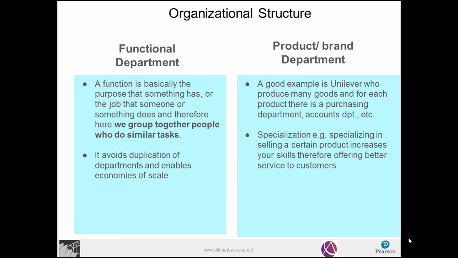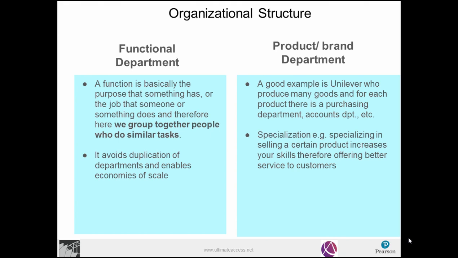Now, we're also looking here at different structures. We're going to start with the functional department. Now, for the functional department, we'd want to first start with what a function is. So a function is basically the purpose that something has or the job that someone or something does, and therefore here we group together people who do similar tasks. For example, we'll have the marketing department. They all focus on marketing. We'll have the accounting department who will focus on accounting. So you find that those are the similar tasks that they all do in that department.